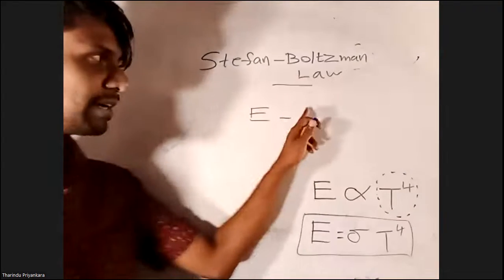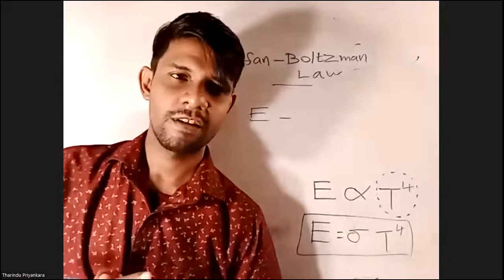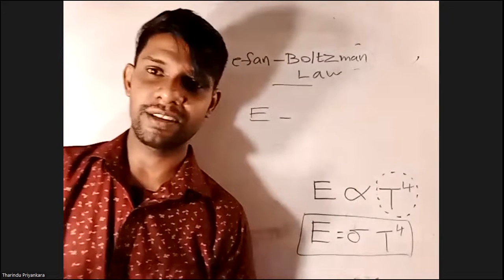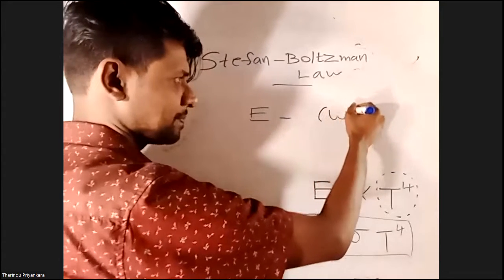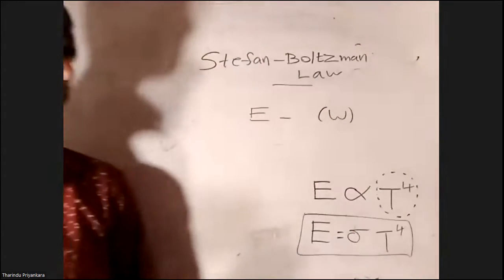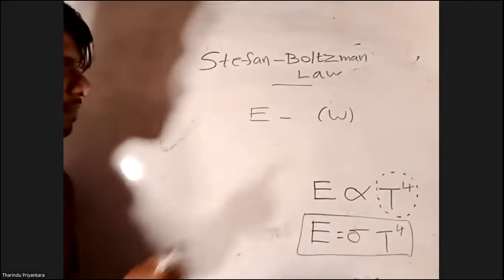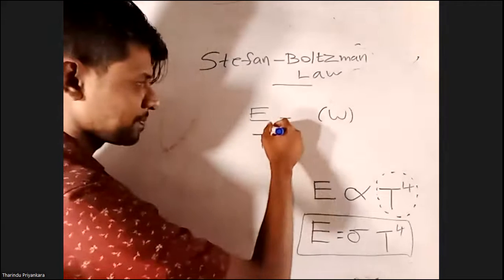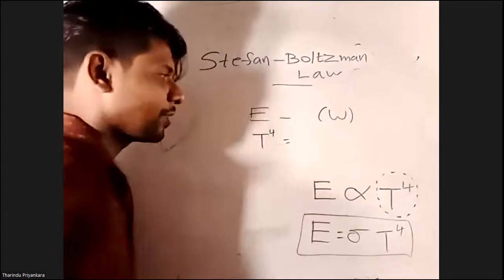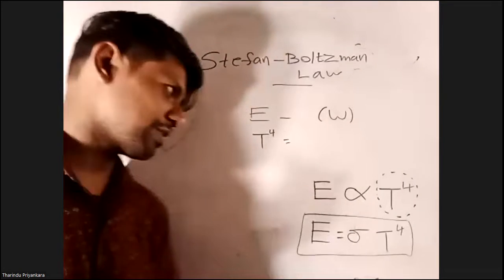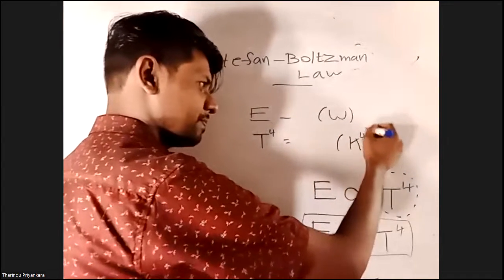Radiation energy emitted per unit time. The unit of that one is none other than watt. And T to the power 4 means fourth power of absolute temperature, in Kelvin, so the unit is K to the power 4.